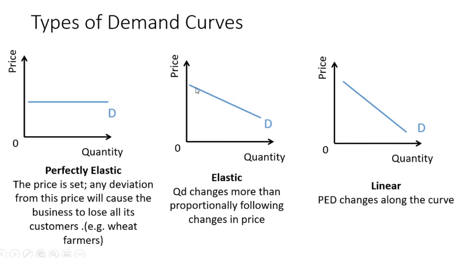We've seen as well that you have elastic products where it's a bit steeper than perfectly elastic, but it's still not very steep. Quantity demanded changes more than proportionally following changes in price. I'll show you where we can actually have a unit elastic PED, but you wouldn't really call it any kind of linear demand curve. In fact, any curve which is a straight line, you call a linear demand curve. And we'll show you later on in other lessons how PED changes along the curve.